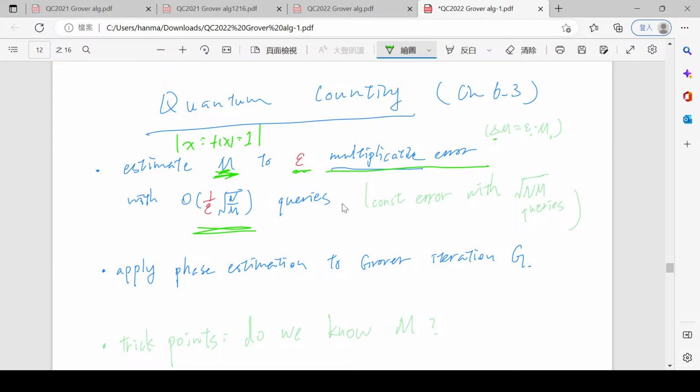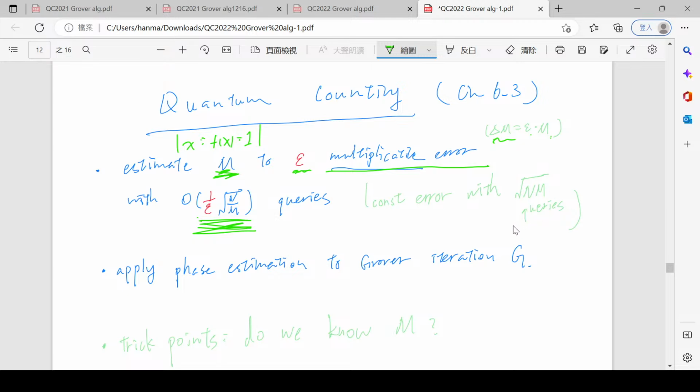And we also say the query complexity of the algorithm is this. So if you want this delta m to be a constant, so basically epsilon equal to 1 over m, then you need order square root m queries. Okay.